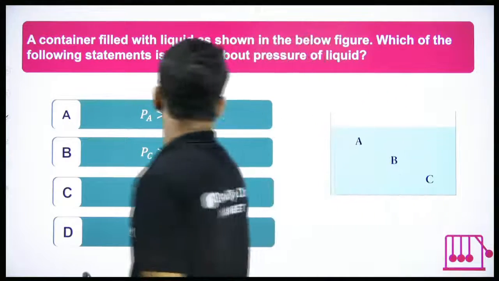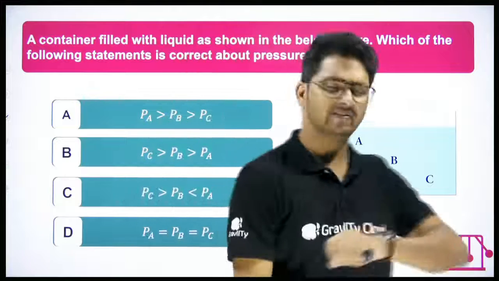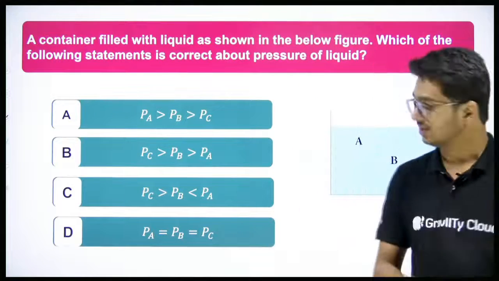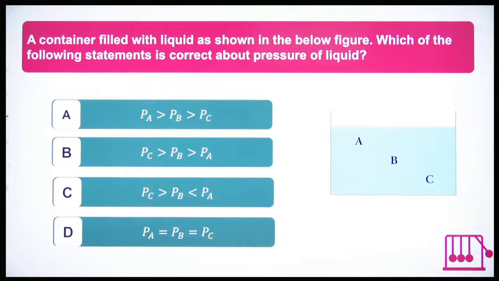I'll give you how much time? 30 seconds of time. I'm not going with a timer. I'll just look into it in my watch. 30 seconds of time. So please solve it. Look at them and then give the relation between pressure at A, pressure at B and pressure at C. And the time is up.